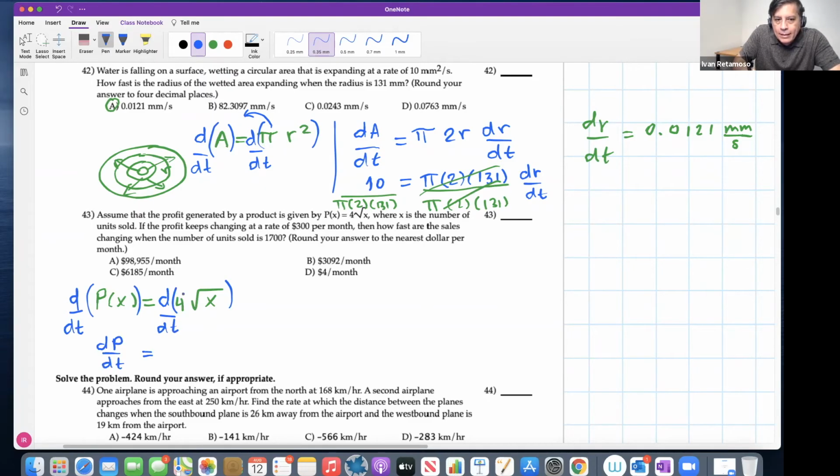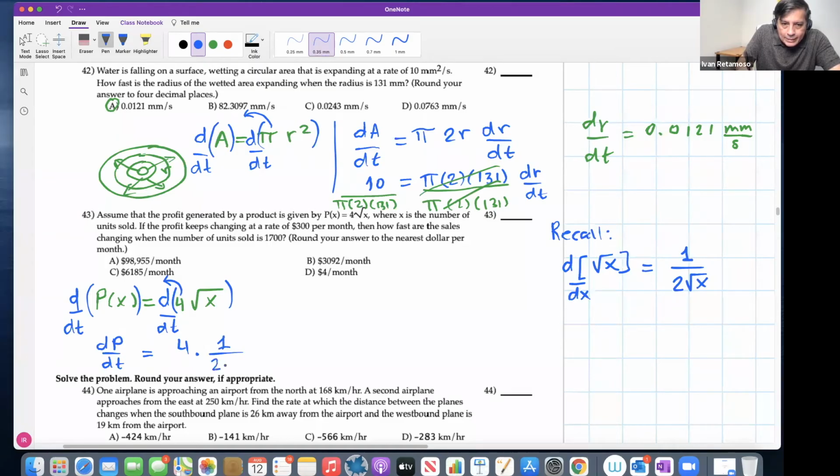And here I will get 4, constant 4, multiplying the derivative of this guy. But the derivative of this guy, remember, we said, right? This is another formula that you should either memorize or have written somewhere. You use this formula so much: 1 over twice the square root of x. That's the formula for the derivative of the square root function. All right, so we will get 4 times 1 over twice the square root of x.